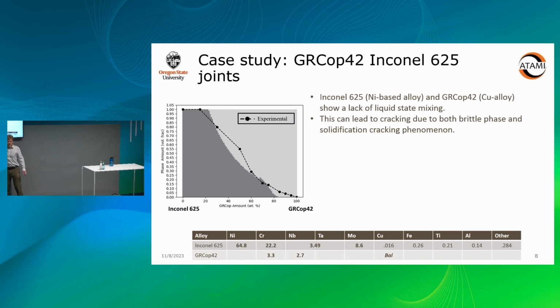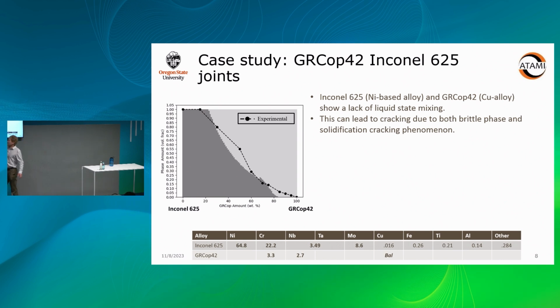Inconel 625 has quite a bit of chromium. What we found is that there's a liquid miscibility gap. What does that mean? In the liquid state, we're almost like oil and water. We're getting copper-deprived and copper-rich liquids forming. You can imagine, for example, melting butter in a cup of water.